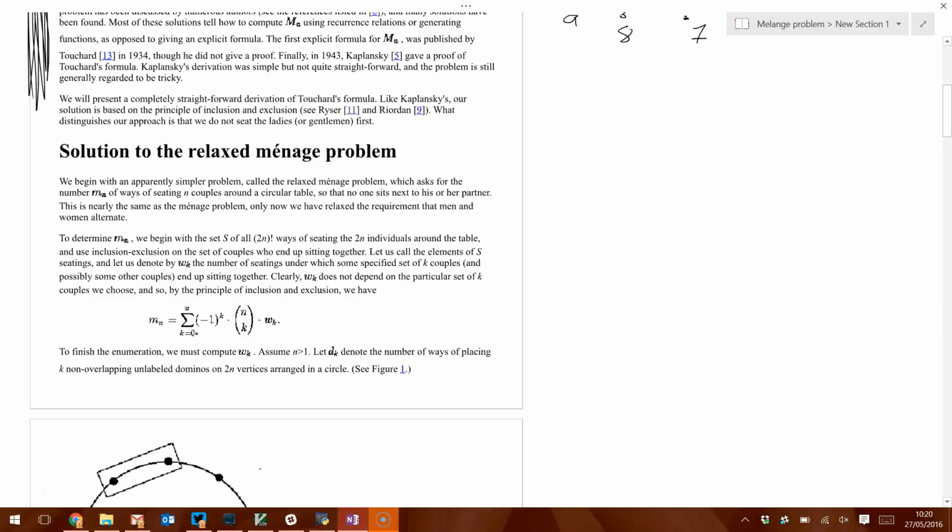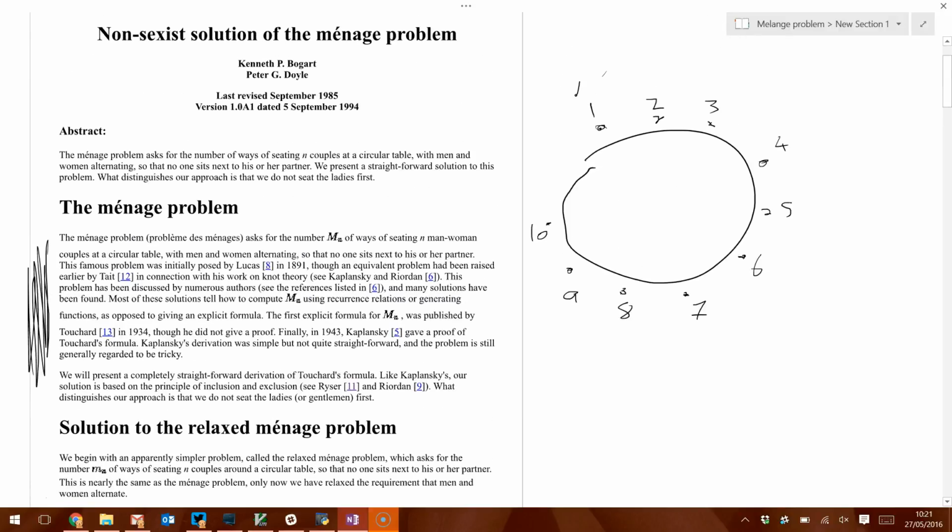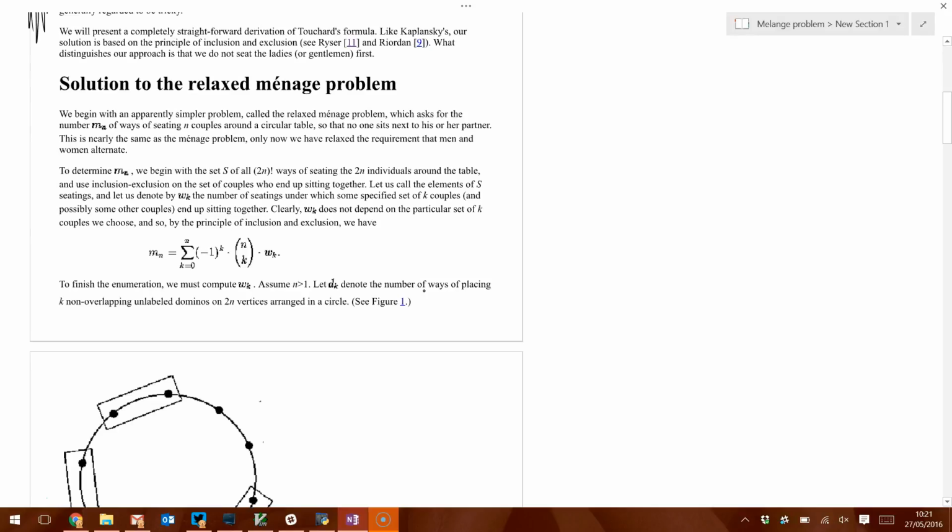So first of all, relax the problem so that we're just looking at the number of ways of seating couples around the table. So no one sits next to their partner, but we're not alternating men and women. So back at my table, I could have a man here. We're still assuming that they're not part of the same couple. So these are not part of the same couple. But really, this problem doesn't rely on there being such a thing as men and women, so we can have same-sex couples here. So the relaxed problem, relaxed in many more ways.